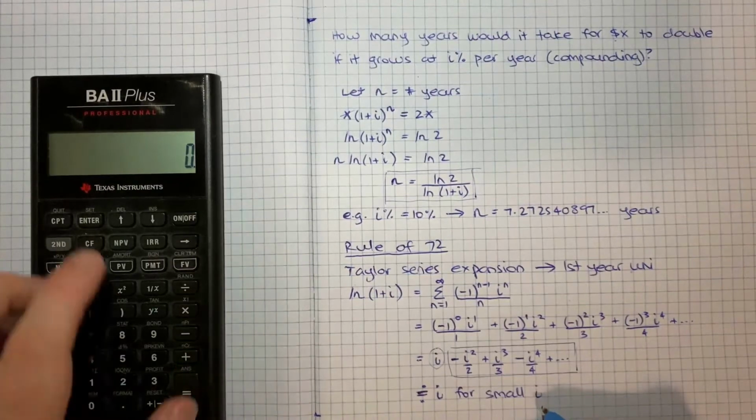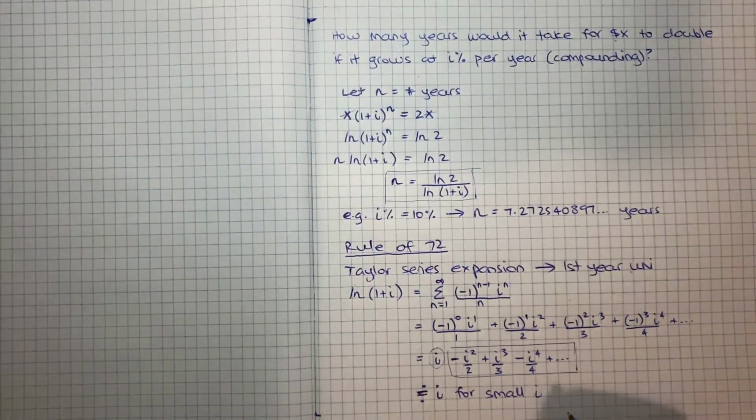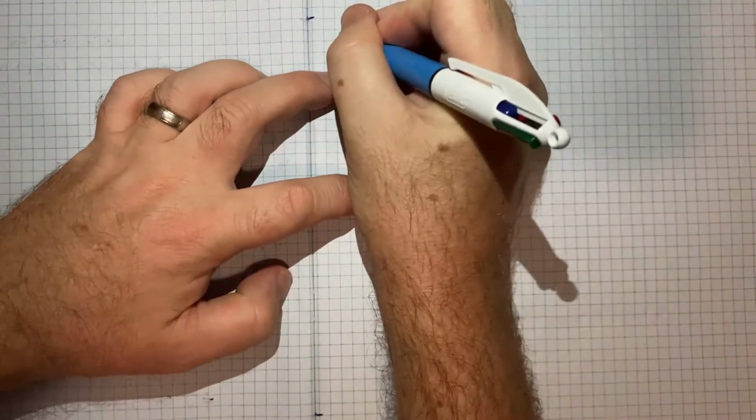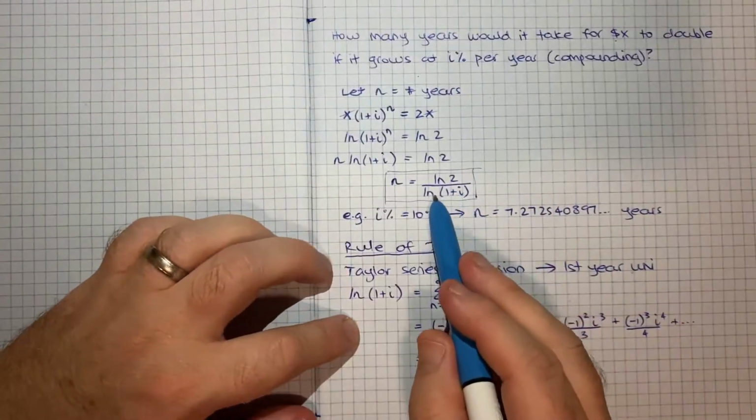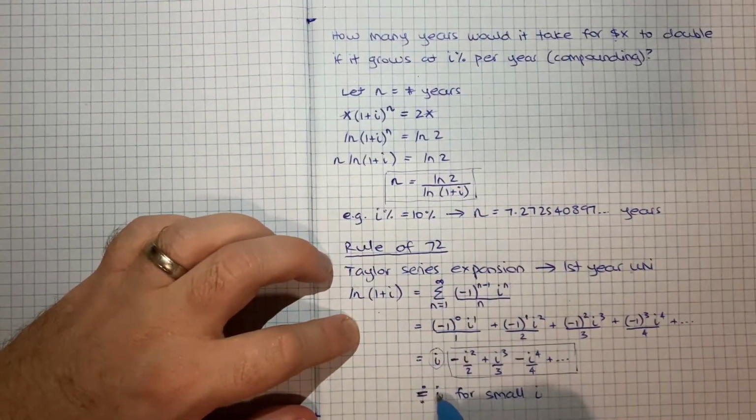So that's the first simplification, because now what we can do, and I might just turn over, we can say n is equal to the log of 2, and in the denominator here, instead of log of 1 plus I, we can just say I.